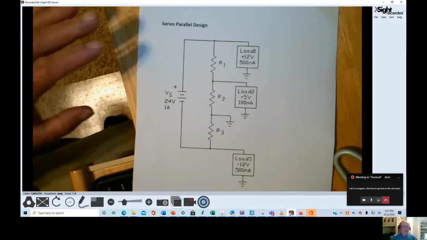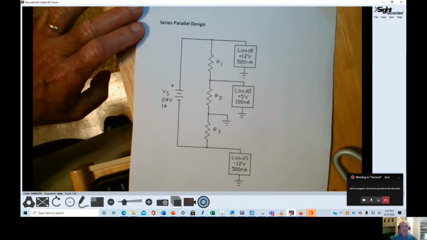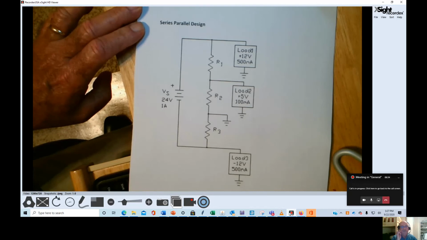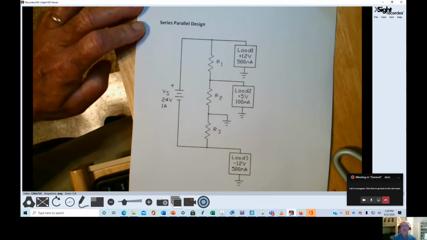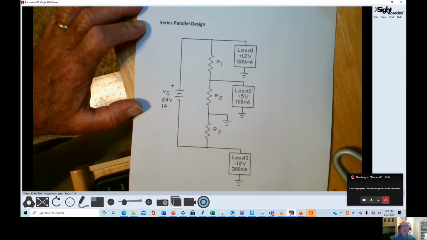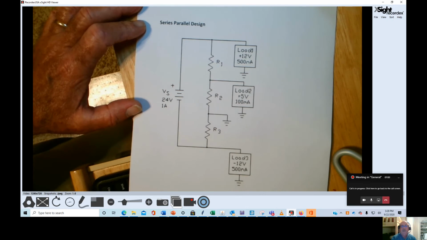And in this diagram, we see an application where we're given a source voltage of 24 volts that can deliver 1 amp of current. And we have 3 loads, load 1, load 2, and load 3. And we have to design the circuit. In other words, we have to determine the value of the resistors R1, R2, and R3 such that positive 12 volts is delivered to load 1, and load 1 will draw 500 milliamps of current from the source.